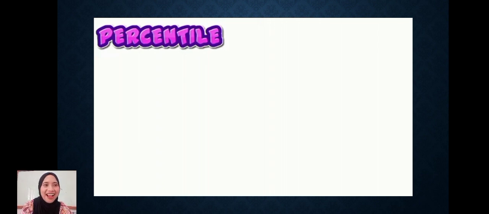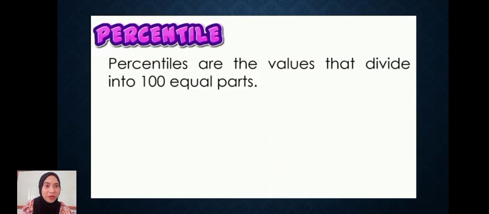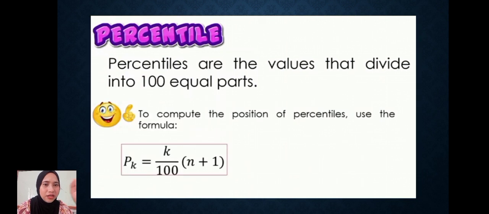Percentile is 100 equal parts of the data. Since we are talking about percent, it is denoted by 100, no? 100% is the whole. Percentiles are the values that divide the data into 100 equal parts, denoted as P sub K, where K is the sub number. Like for example, that is what we will look for.